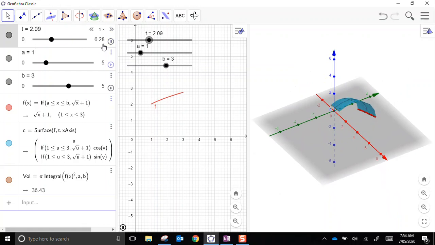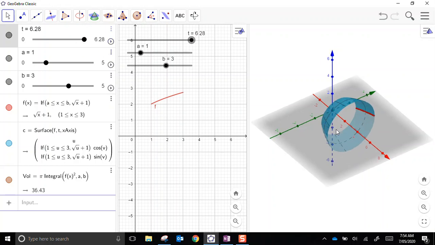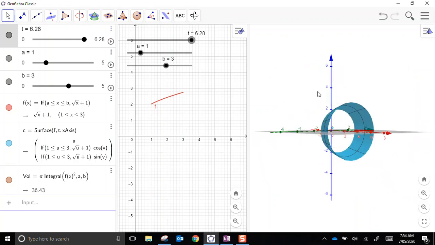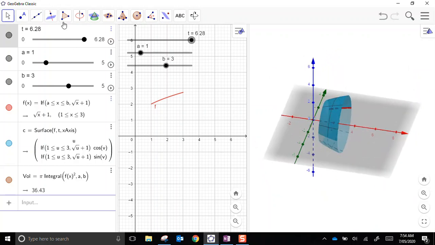So it rotates around the x-axis according to this surface command under the control of parameter t. Isn't that lovely? And I'll just hit pause there once it's got a full rotation. Now this is the object that we want to find the volume of, this object here. And the important things that we need to know are this function, that f of x equals root x plus 1, the lower and upper bounds 1 and 3, and that's the x-axis.